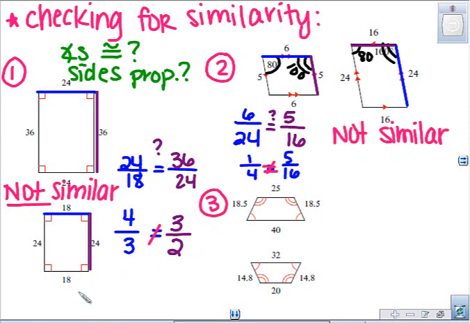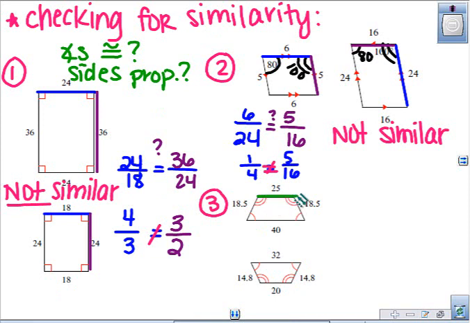Okay, so let's check this third one. These are trapezoids, and we can see the angle markings are telling us that the angles are congruent, because we have 2 in this trapezoid with 2 arcs, 2 here with 2 arcs, and then 2 with 1 arc, 2 with 1 arc. So our angles are good. So now we check our sides.